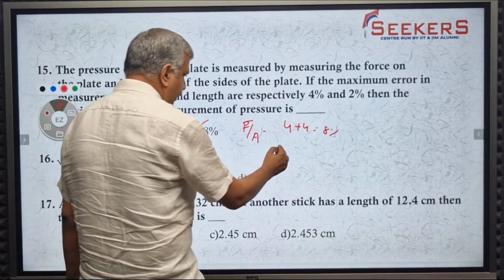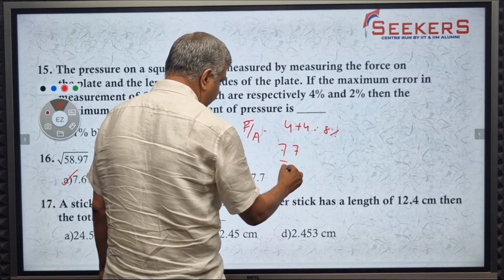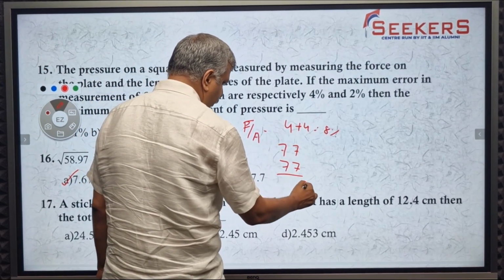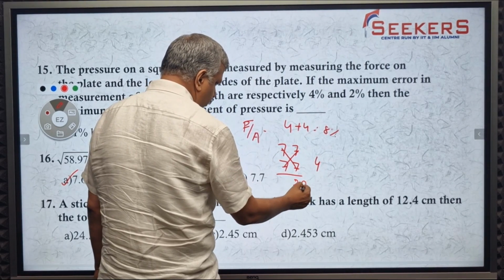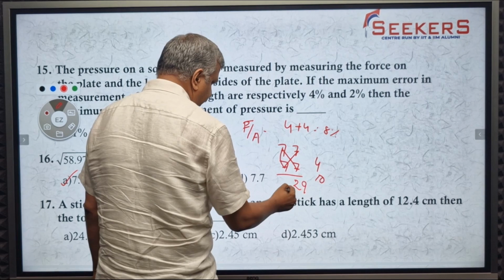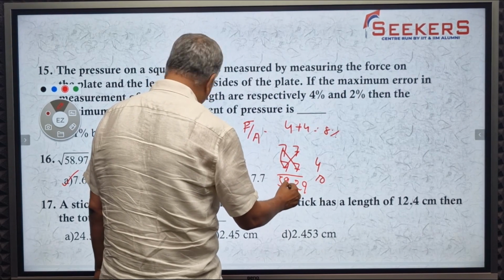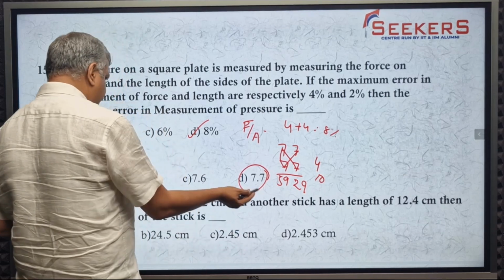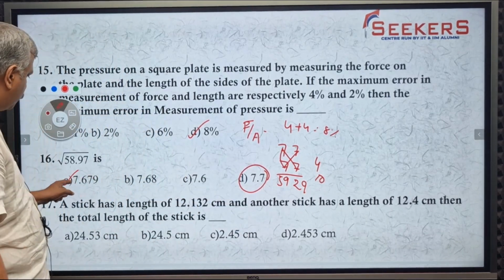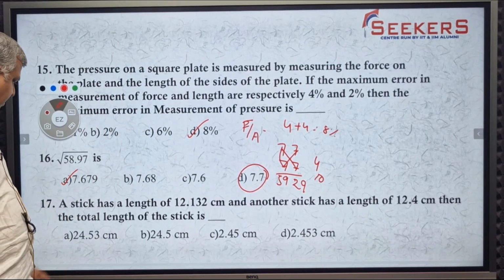But still let me multiply 77.7 and see how much I'll get. 7 into 7 is 49, carry over 4, 49, 98, 102, 2 carry over 10, 49 and 10 is 59. So if it was 7.7, it should have been 59.29. So less than that. So I'll go by 4 significant figures, and I'll go by this.